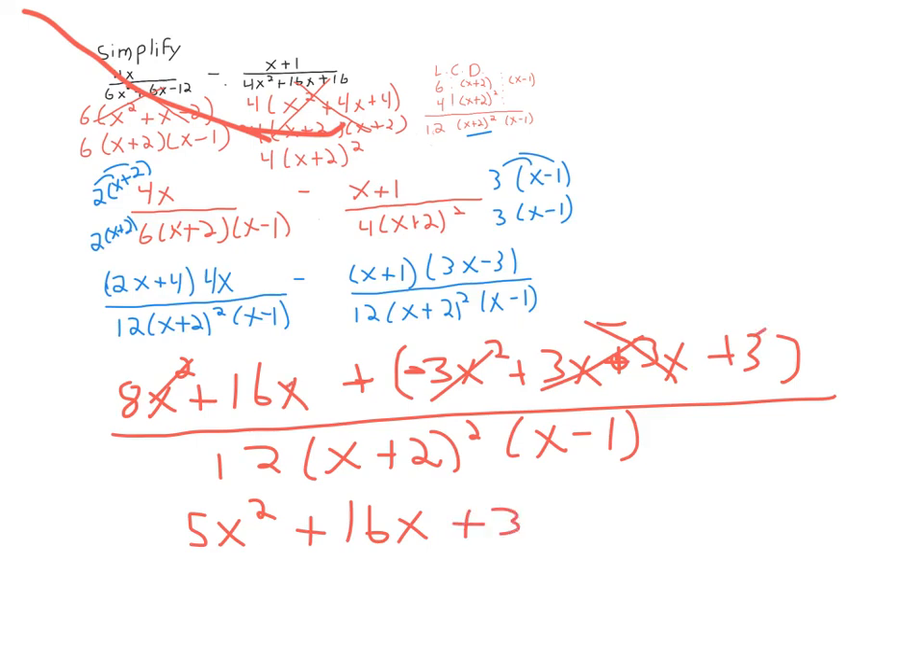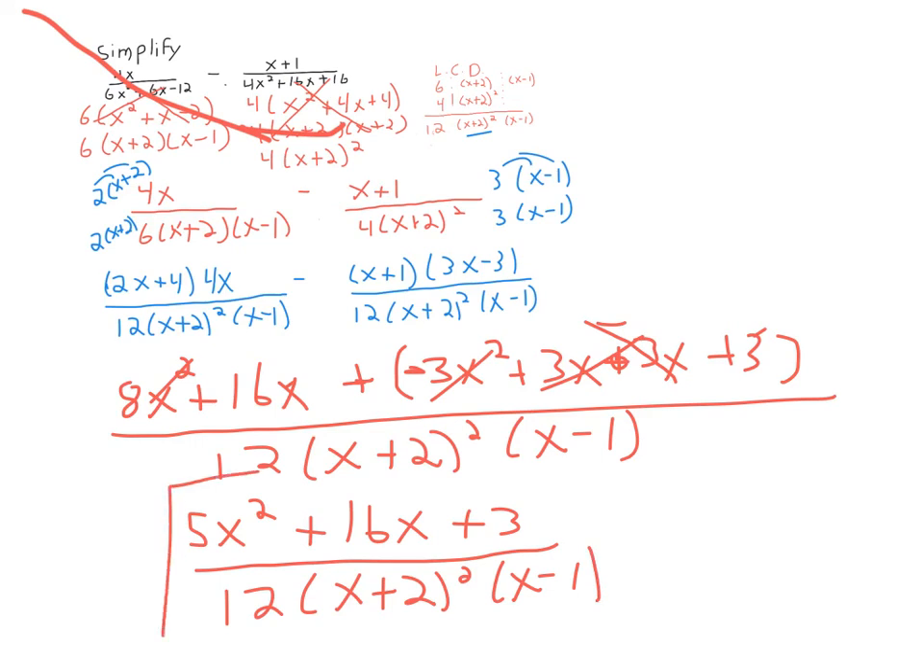We've now simplified our numerator by just distributing through the negative and adding our like terms together. Remember, it's over our common denominator of (x plus 2) squared times (x minus 1).